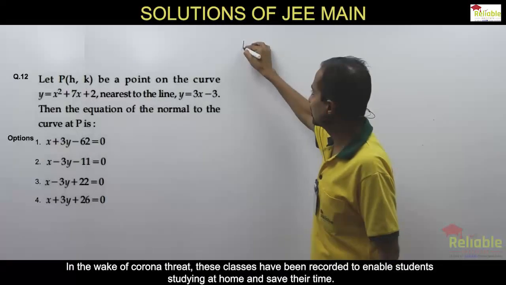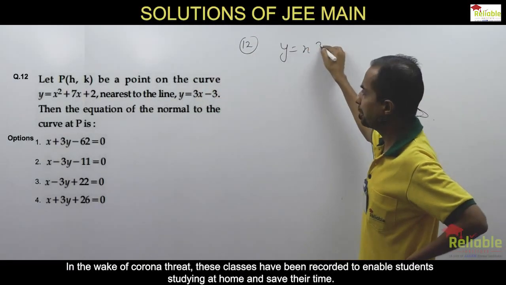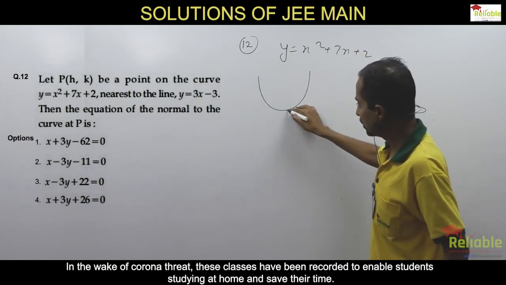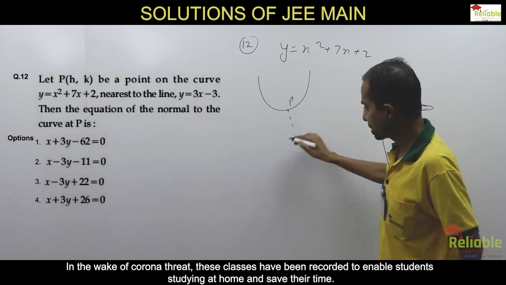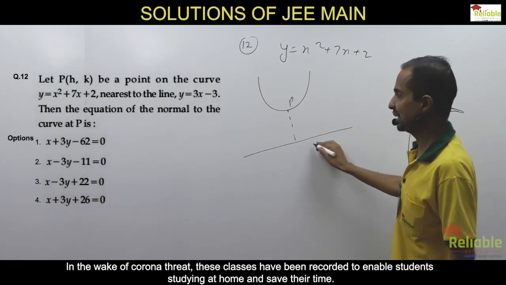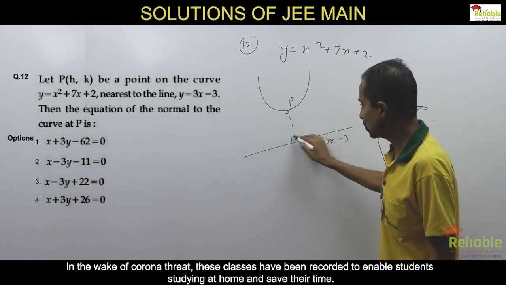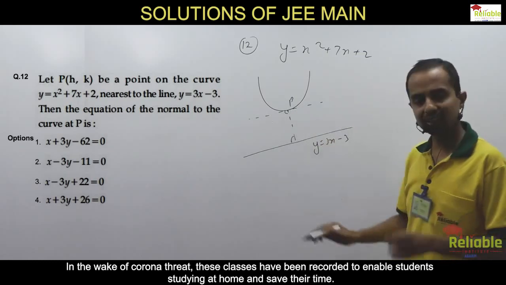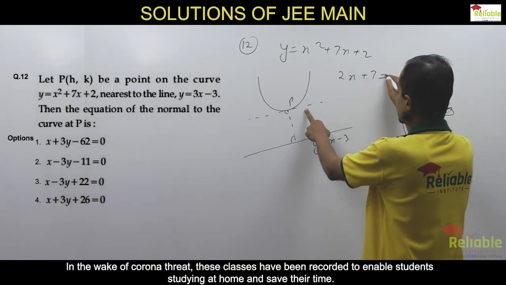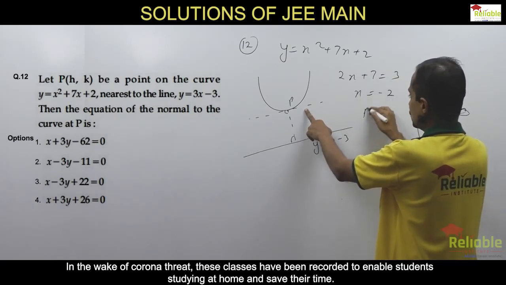Now let's begin with question 12. Now this is from tangent and normal, and it's a very straightforward question. A parabola is given to us and we are supposed to draw a normal at point P, the point which is nearest to this line. Now the point which is nearest to this line is along the common normal. So the tangent at P will have a slope of 3. Now what is the slope? The slope is this. Hence the abscissa turns out to be minus 2.